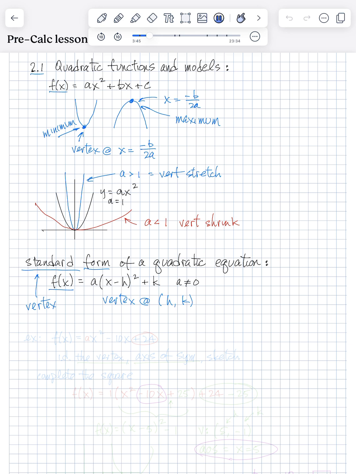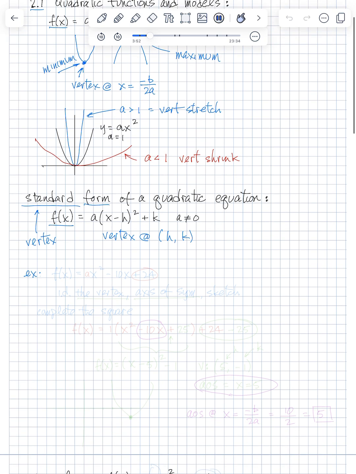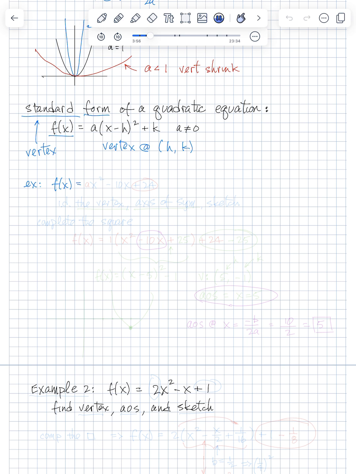So let's do an example. Let's say f of x is equal to x squared minus 10x plus 24. So this is not the standard form or the vertex form. So what we want to do is identify the vertex, and we want to find the axis of symmetry, and then we want to sketch it.